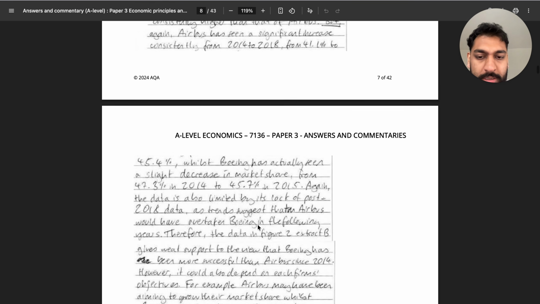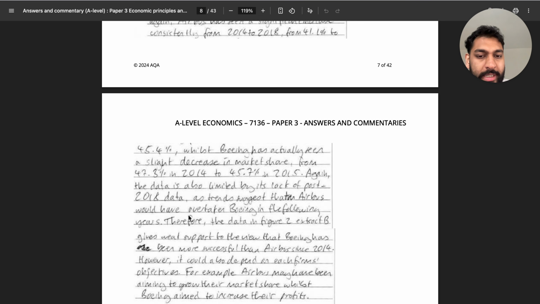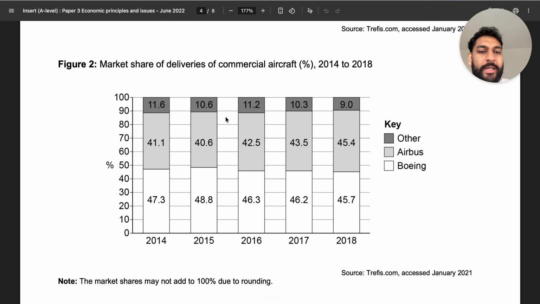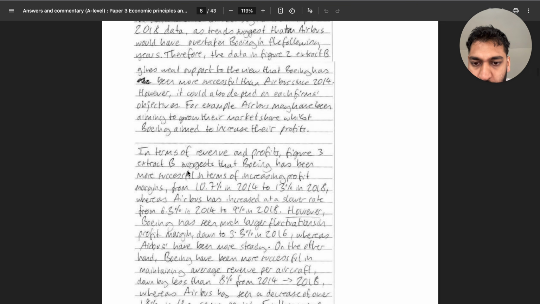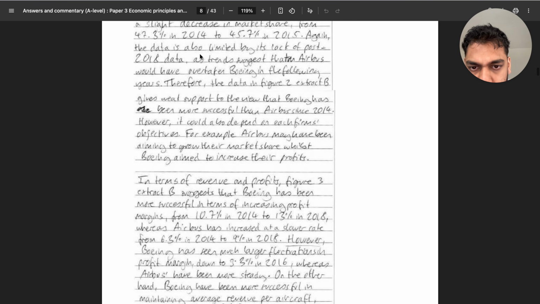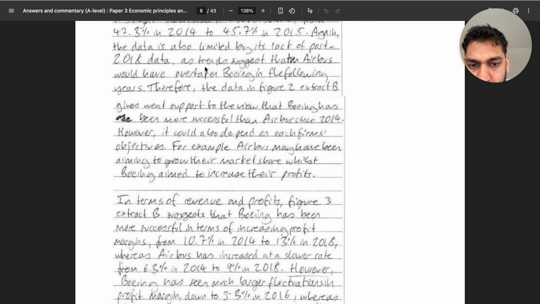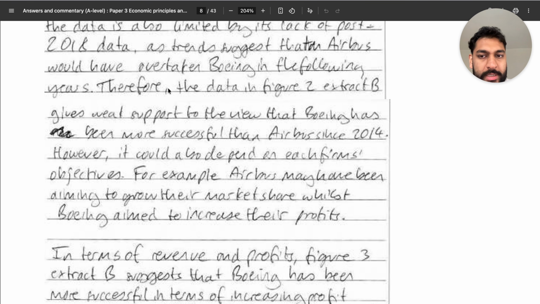And then the student brought it onto their next limitation in the same paragraph, saying that the data is limited by the lack of post 2018 data, but they made it even better by showing that they can see the gap is closing. So if you carry on this trend, Airbus are likely to have overtaken Boeing in the coming years. In terms of revenue, they kind of wrapped up the paragraph. You can keep this more concise, it's completely fine, but if you have the time, this is a perfect answer.